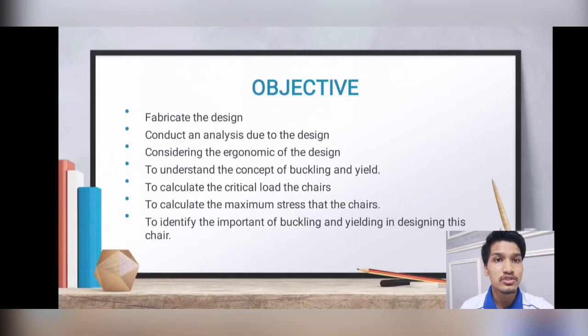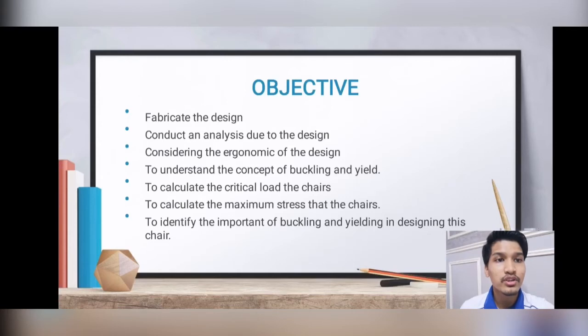Next, we go to the objectives for this report. Number one, we fabricate the design. Number two, we conduct the analysis of the design, and then we consider the ergonomics of the design. We must understand the concept of buckling and yield, and we have to calculate the critical load for the chair, and calculate the maximum stress of the chair, and last we have to identify the importance of buckling and yielding in designing this chair.